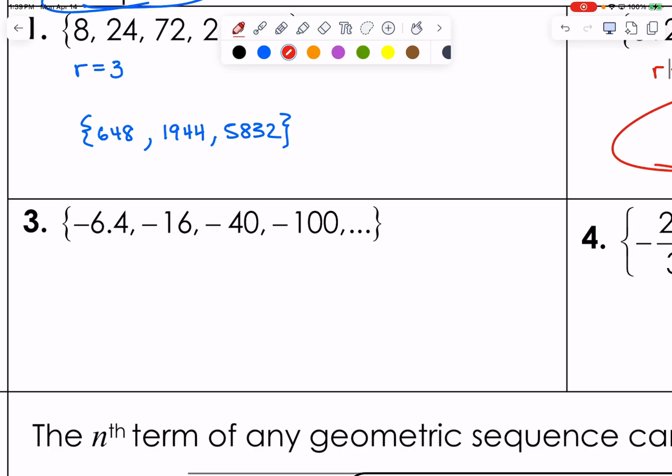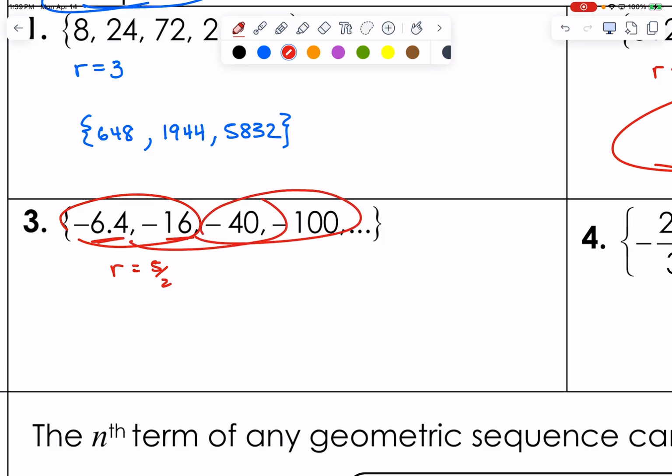All right, what is the common ratio? 5 halves. I want fractions. You divide a term by its previous. So all you had to do is take negative 16 divided by negative 6.4. You can do negative 100 divided by negative 40. You can do negative 40 divided by negative 16, but you take a term divided by its previous. That's all you do.